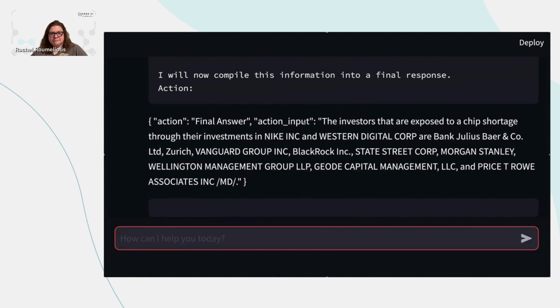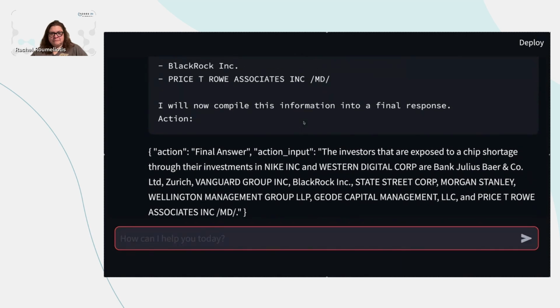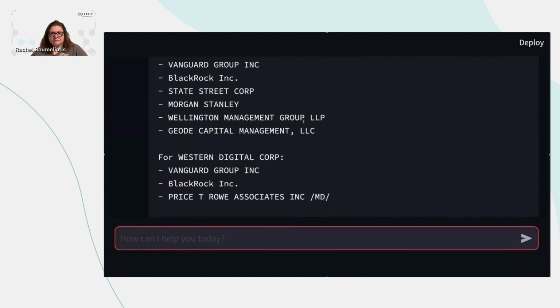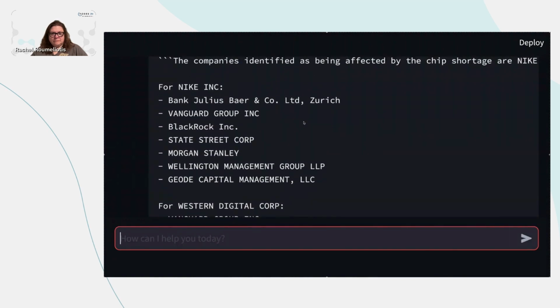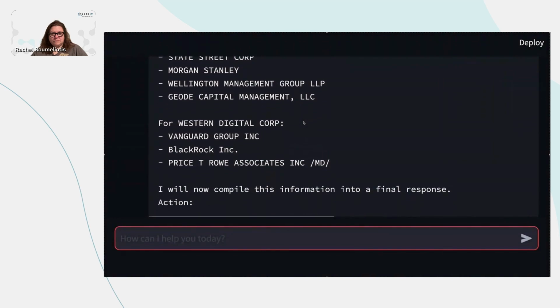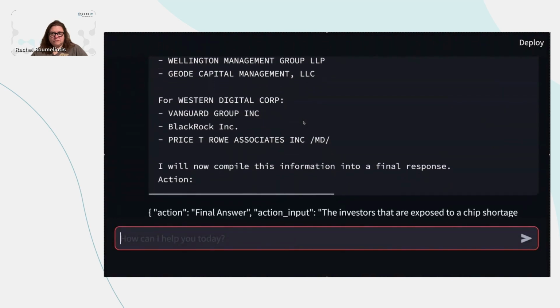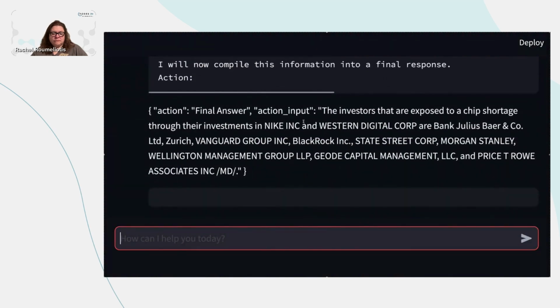Now, it got Nike wrong, so we need to have an extra little challenge in there to make sure that when it finds companies that are at risk, it says, hey, are you sure? Is this company actually at risk from a chip shortage? I don't think that's really affecting Nike's shoe business. But okay, we'll give it a pass on that for now. This is some more improvements we can do to the prompt engineering. But the overall flow made sense, and actually the tool use made sense.